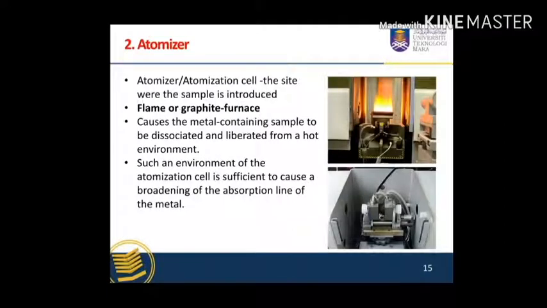The second component is the atomizer. The atomizer or atomization cell is the site where the sample is introduced. There are two types of atomizer, which are either flame or graphite furnace. This atomizer will cause the metal containing sample to be dissociated and liberated in a hot environment. This environment is sufficient to cause a broadening of the absorption line in the metal. The above picture is the flame atomic absorption, while the bottom one is the graphite furnace.